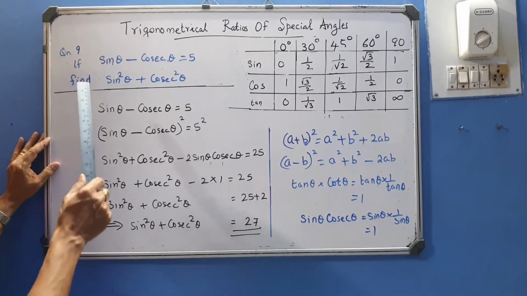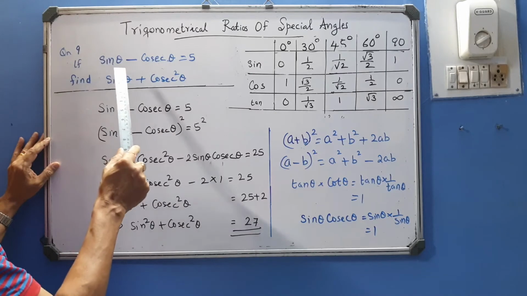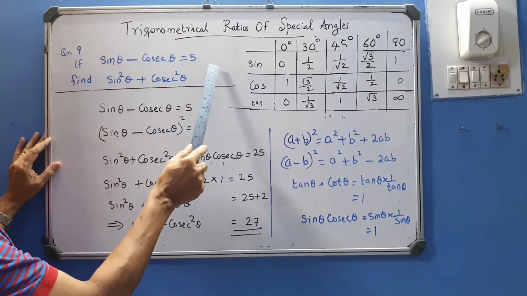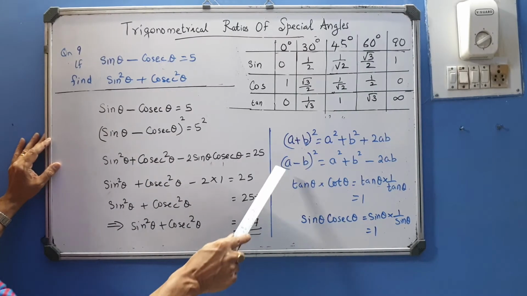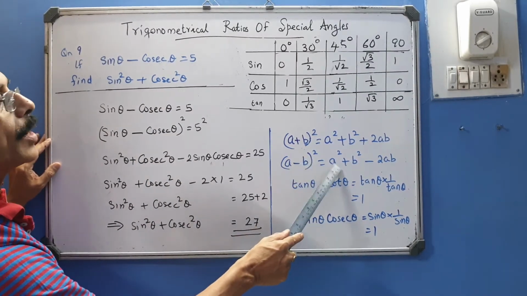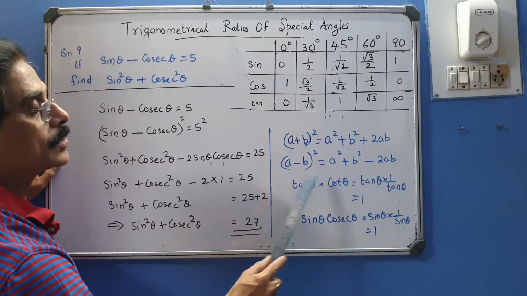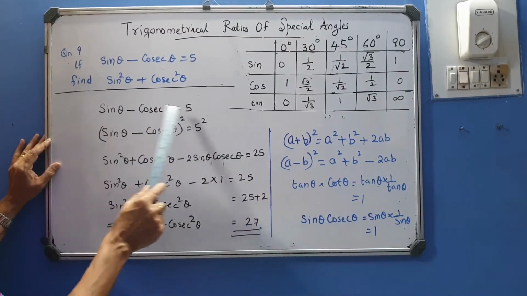Okay, now we will take one more question. Question is this, similar to the last question. Sin theta minus cosec theta is 5. We want sin square theta plus cosec square theta. So we know that a minus b the whole square is a square plus b square minus 2ab. So the given thing, let's square it.